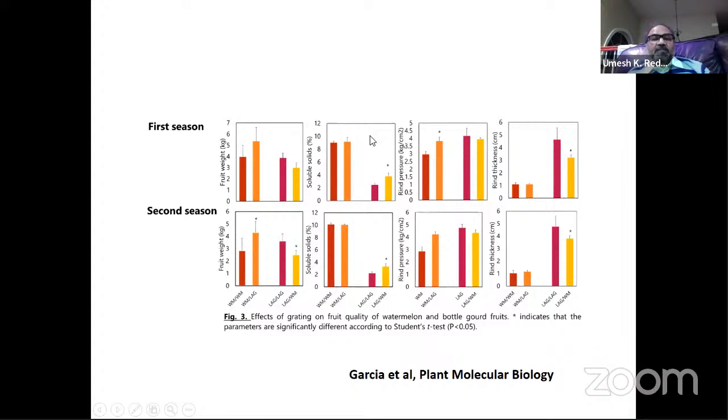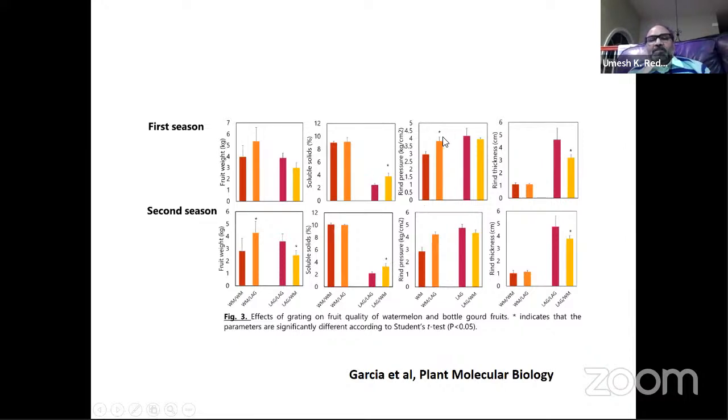And then what happens after grafting? In the first season, we evaluated the graft. This is the normal one, watermelon on top of watermelon. When the watermelon is the scion, the fruit weight increased in both seasons, you see here. Whereas when Lacinaria, the bottle gourd, is the scion, the fruit weight is reduced. Similarly, soluble solids did not change at all in watermelon, statistically no significance. But in Lacinaria, you see here, soluble solids significantly increased.